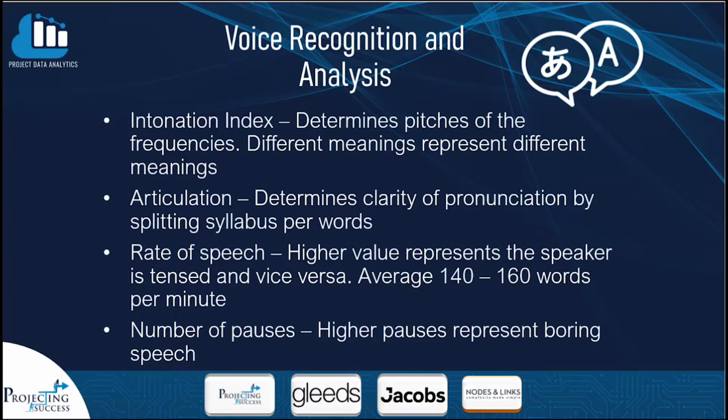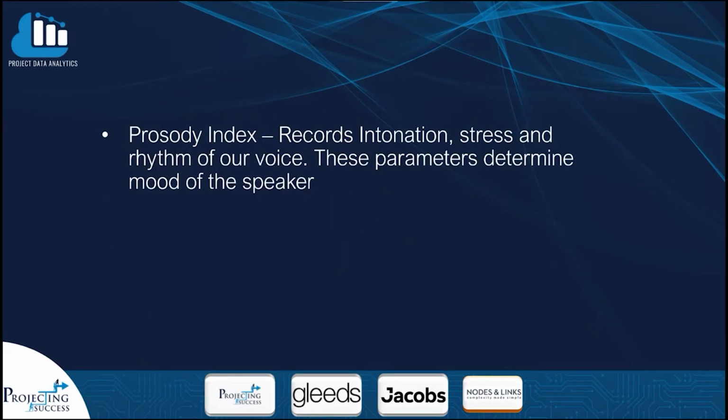And the third one is rate of speech. With a combination of number of pauses, we are able to understand if the class is boring or if it is an interesting one. And the final one is the prosody index. It records the stress and rhythm of our voice. Basically, English is a stressed language. It has a lot of rhythm. If the speaker speaks in a very angry tone or in a different mood, it clearly offsets the condition, so we can easily label the mood of the speaker.